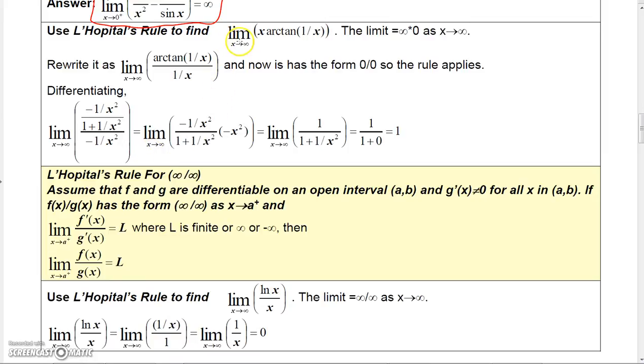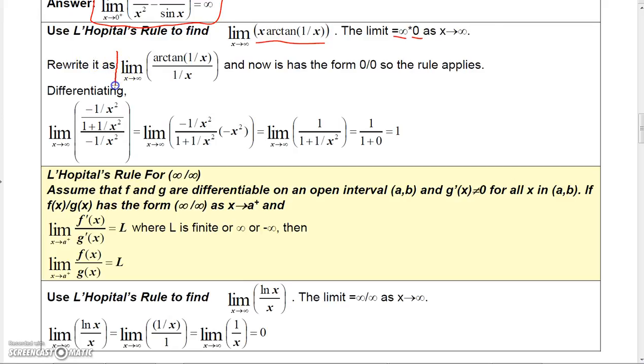Now, this one, again, we also haven't talked about arctan. So when I talk about inverse trig functions, you can return and look at this example if you like. But if you evaluate x times arctan of 1 over x as x goes to infinity, well, obviously x is going to go to infinity, but 1 over x is going to go to 0. Well, arctan of 0 is simply 0. So this is going to be the indeterminate form infinity times 0 as x approaches infinity.